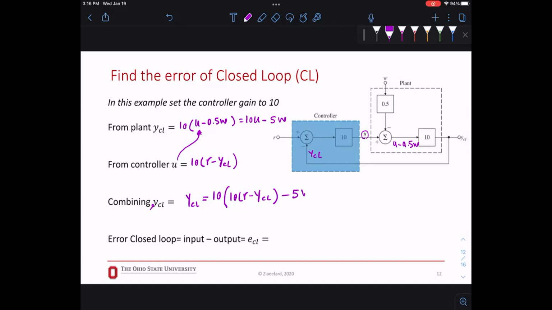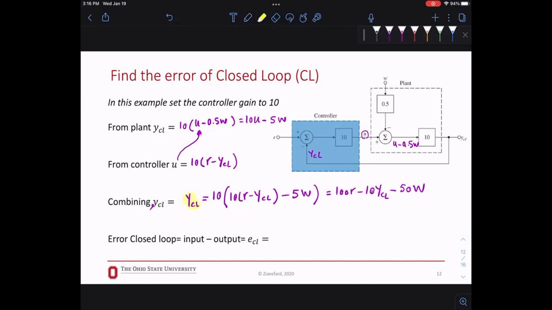Minus 5W. So this becomes 100 R minus 10 YCL. If you were in my robotics class, we did this, if you remember. Minus 50W. All right, so now what do I have here?